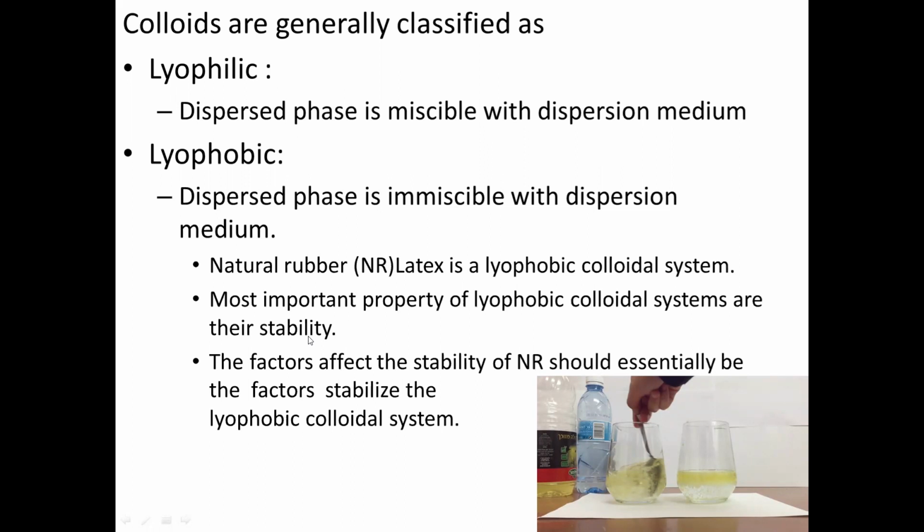Okay, so natural rubber latex is a lyophobic colloidal system. The most important property of lyophobic colloidal systems is the stability of these two immiscible phases dispersed in one another. So basically the factors affecting the stability are essentially the factors affecting the stability of lyophobic colloidal systems. Okay.